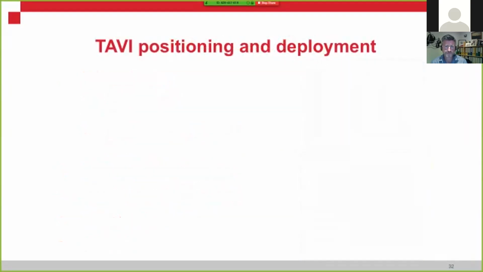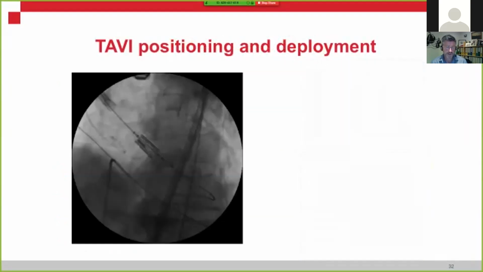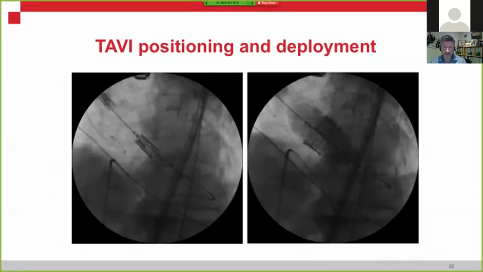So again, just looking at the TAVI, this is what you see in the cath lab. The TAVI is around the balloon before it's inflated and just being placed in the aortic annulus, and then it's dilated. Again there you can see the balloon, and the actual valve is dilated around the balloon before the balloon then deflates and the catheter is withdrawn.